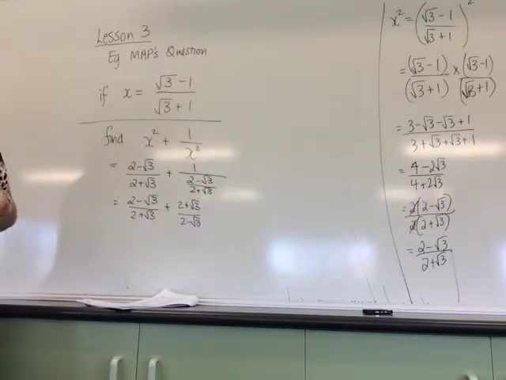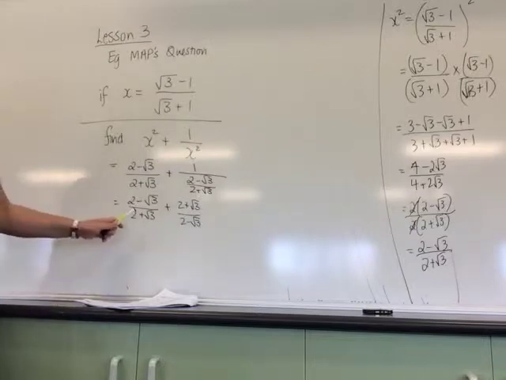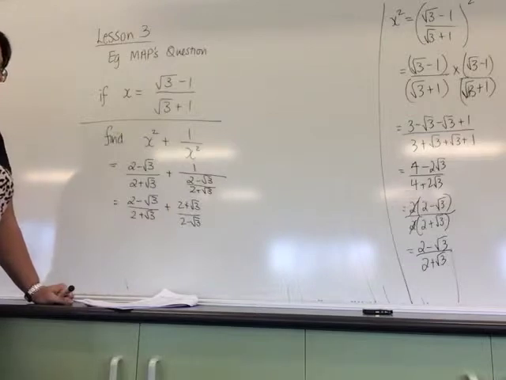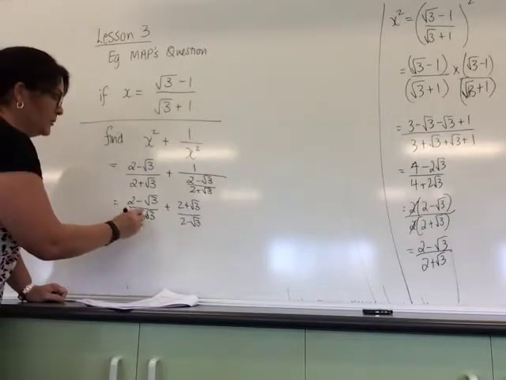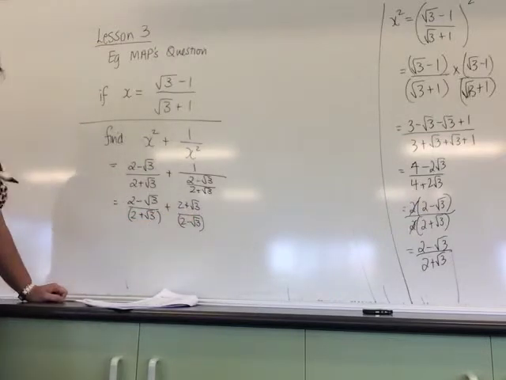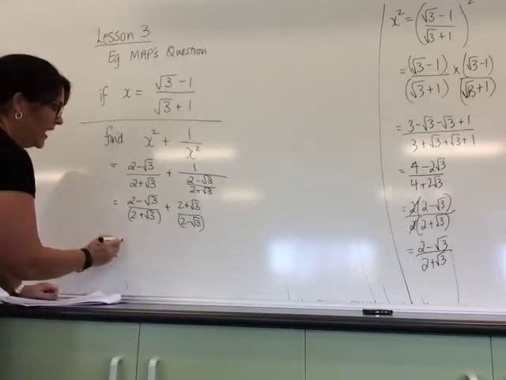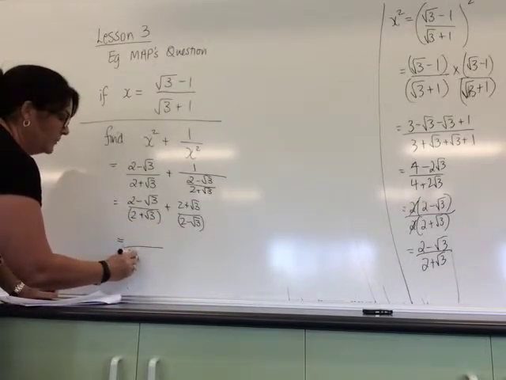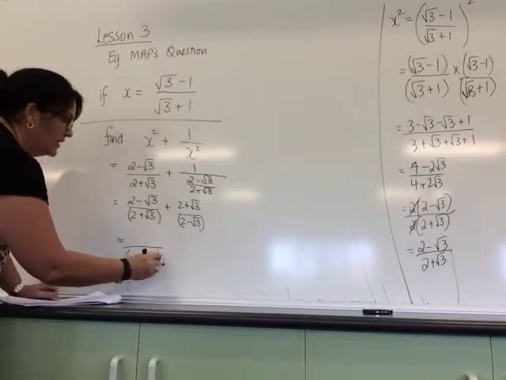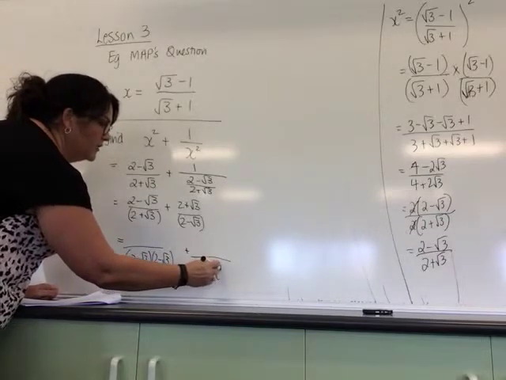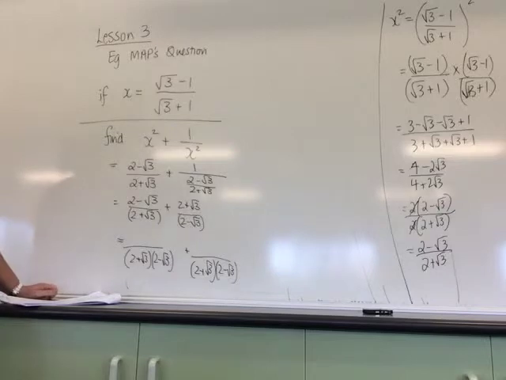Okay, there's a few different ways I can solve this. I could rationalise the denominator of both of those and then combine it, or I can just combine it and do the adding of fractions. When I add fractions together, I need a common denominator. First thing I'm going to do is put brackets around these. My common denominator is found by multiplying these two together. So what I would have is 2 plus root 3, 2 minus root 3, plus 2 plus root 3, 2 minus root 3. So that is my common denominator.